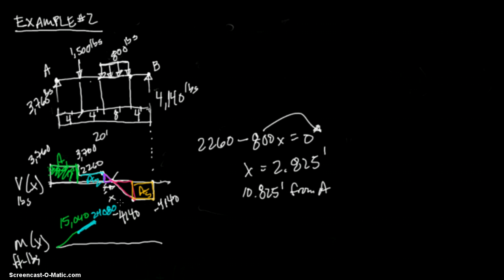And once again, it's a linear line, but now since this is decreasing linearly, this is going to be linear to the second power, so it will be a parabola. And that equation is going to be 0.5, since it's a triangle, times 2260 times, what did we say, 2.825. And that equals 3192.25. And let's erase this real quick.